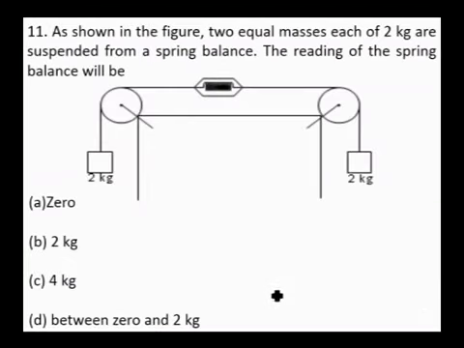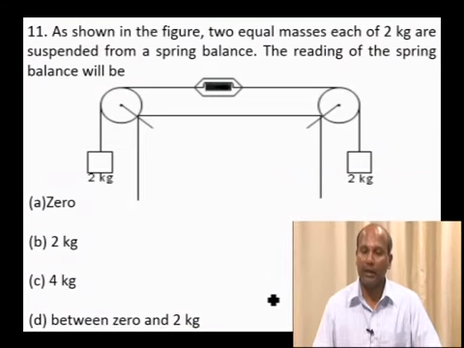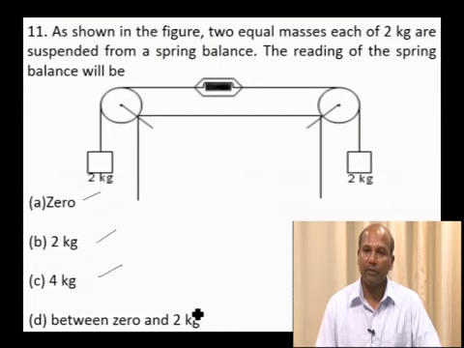So, as shown in the figure, 2 equal masses each of 2 kg are suspended from a spring balance. The reading of the spring balance will be 0, 2 kg, 4 kg, or between 0 and 2 kg? Here, this is a problem like this.